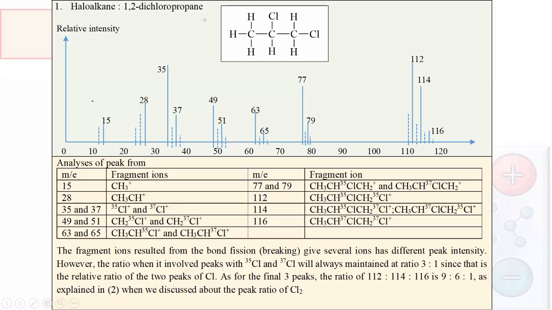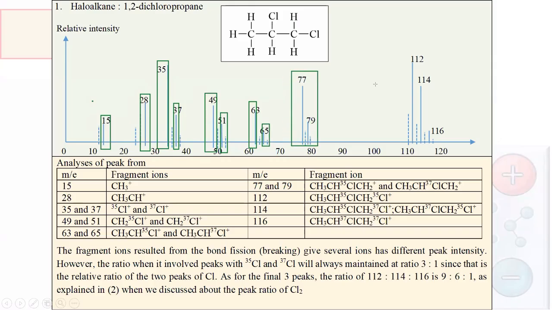First, we have a look at m/e 15 and 28. You have 35 and also 37 here. Then you have 45 and 51, 63 and 65, 77 and 79. And last but not least, you have 112, 114, and 116 here. So what gives all these peaks? What are the possibilities that we see in the peaks here?